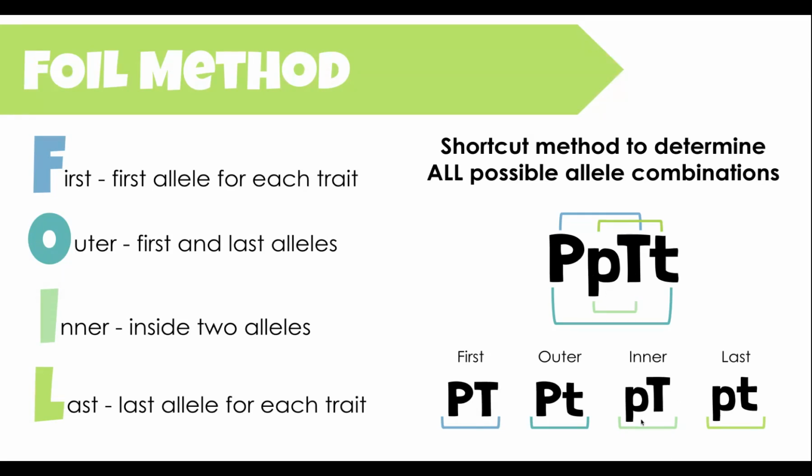Note how I typically like to write uppercase letters first. In this case, I do not want to do that. I want to keep all the P alleles first and all the T alleles second. And then the L in FOIL stands for last. So I'm going to take the last of the P trait and the last of the T trait, and I'm going to combine those 2 together to have little p, little t. So this represents every possible allele combination between gene 1 and gene 2.